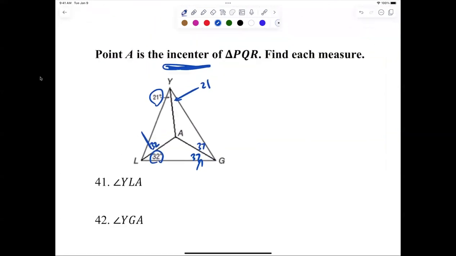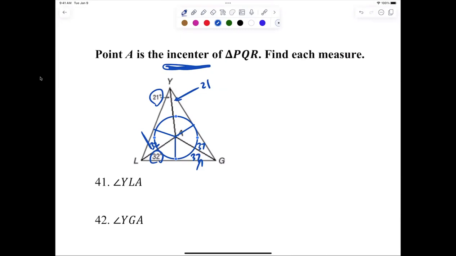And the incenter is equidistant from the what? From the sides. Thank you very much. From here to here, that distance should be the same as this distance. Should be the same as this distance. That's the centroid? No. If it was the centroid, it would say point A is the centroid. It says point A is the what?